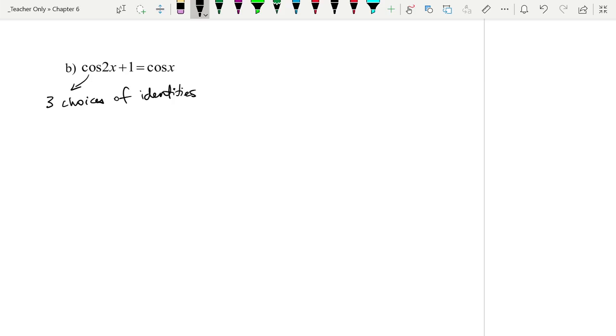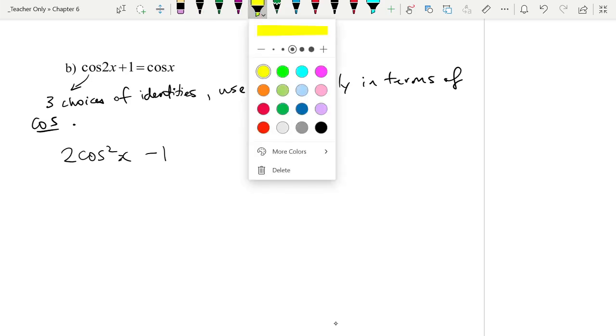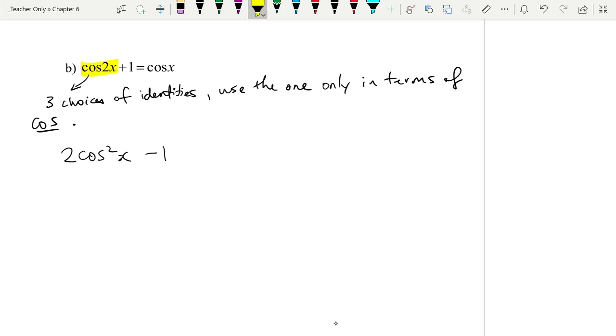I'm going to pick the one only in terms of cosine. So I'm going to replace cos 2x with 2 cos squared x minus 1. So I have replaced this thing with that thing.